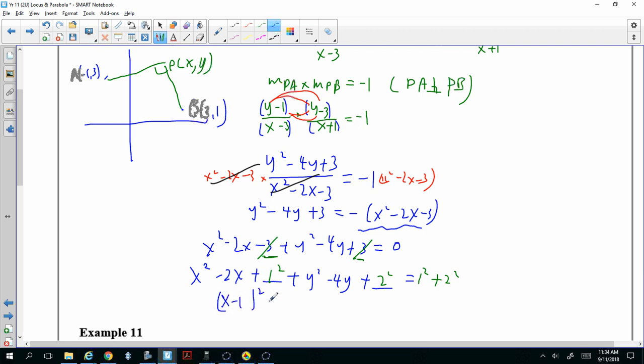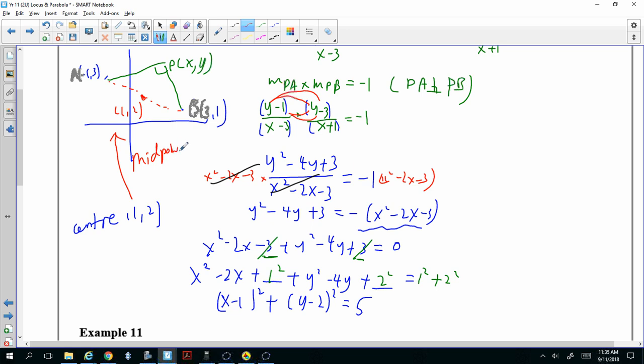You'll notice that the center of the circle, because it's completing the square, you halve the 2, you square it, so you can complete the square to find the center. So the center is (1, 2). You'll notice that the center is exactly the middle of AB. That's the midpoint of AB. And the radius will be root 5. All good. All right. Thank you.